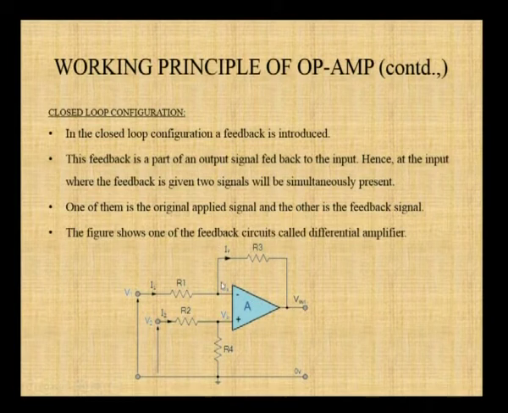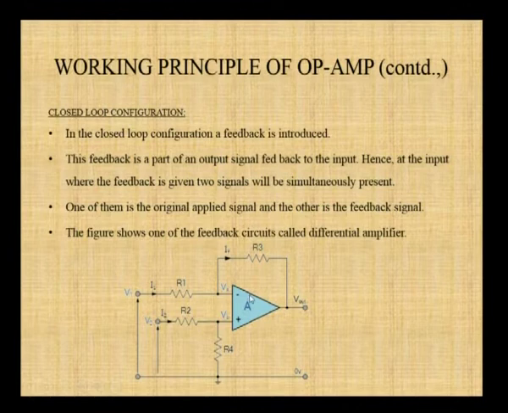This R3 is the resistor through which some part of the output is fed back to the input, and to the same input terminal the input signal V1 is also given, and to the next terminal V2 is given. So here is a circuit which is called a differential amplifier circuit.